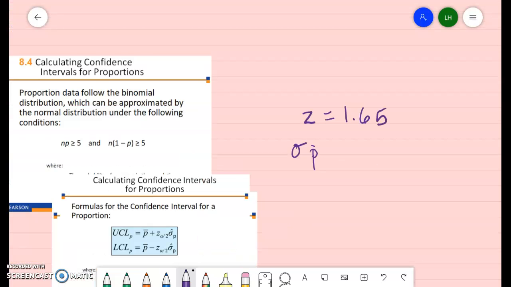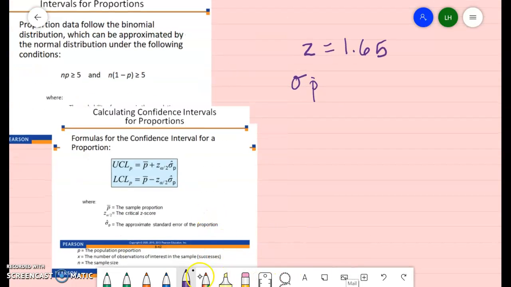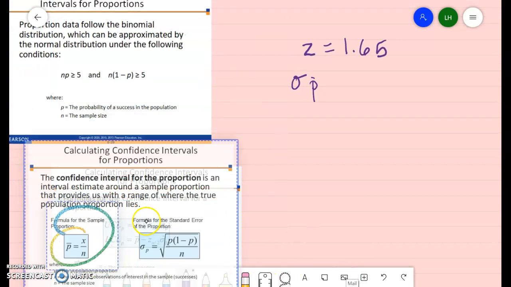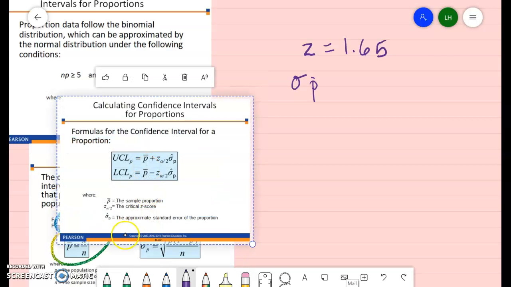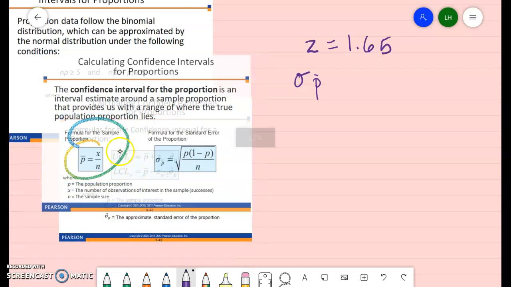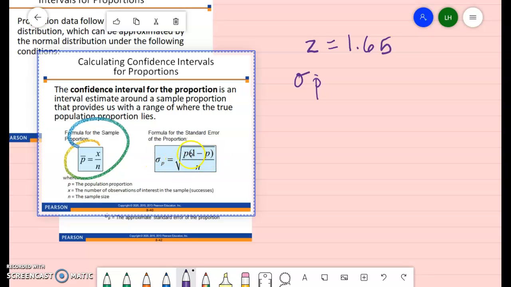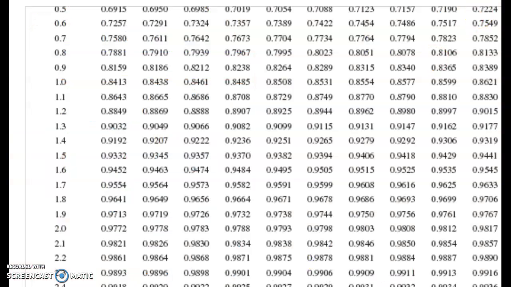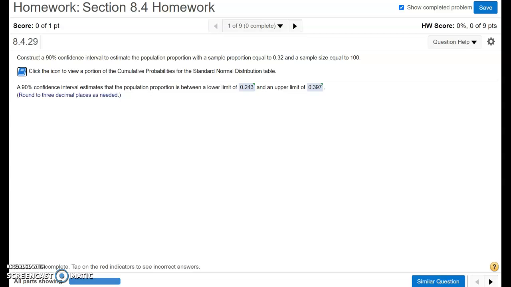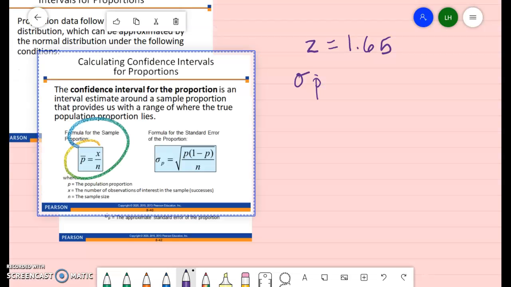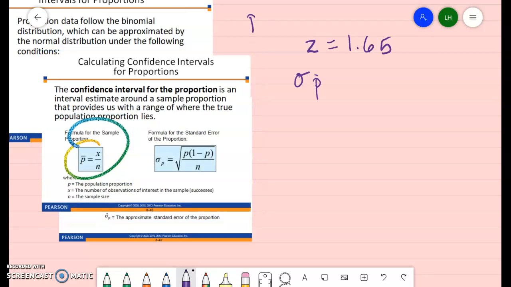And so let's look at the formula we want to use to get the standard error. Okay. Let me move this one up. All right. So the standard error of the proportion, we need to do p times 1 minus p. Let's see what p is. So here p, the sample proportion, is 0.32. And the sample size is 100.